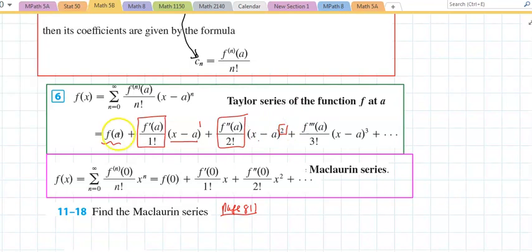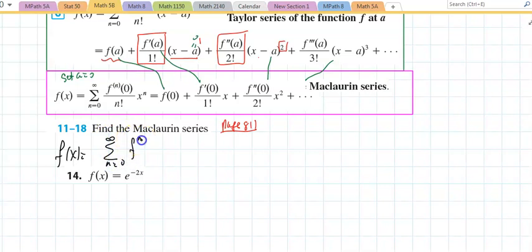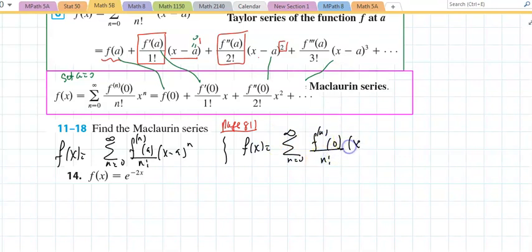Maclaurin, all what Maclaurin did, he set a equal to 0: f of 0, f prime of 0, there's no a. If a equals 0, that's just x to the 1, that's just x squared, that's just x cubed, and so on and so forth. So, basically, this is really what I'm getting out of this. If I take any function in math, I'm going to write that as the series n equals 0 to infinity of the nth derivative evaluated at a divided by n factorial times (x minus a) to the n. And if I want to use Maclaurin, all I do is say around 0, I'm looking for the nth derivative evaluated at 0 over n factorial times x to the n.